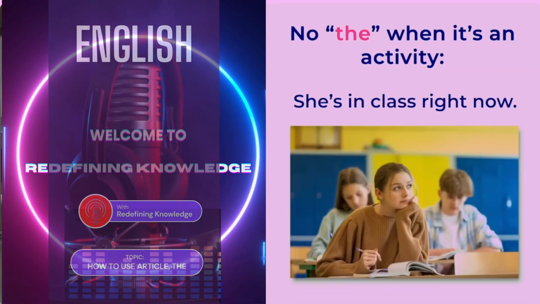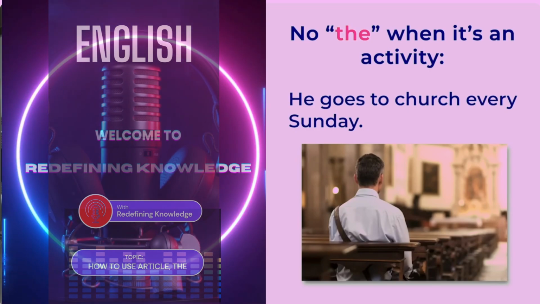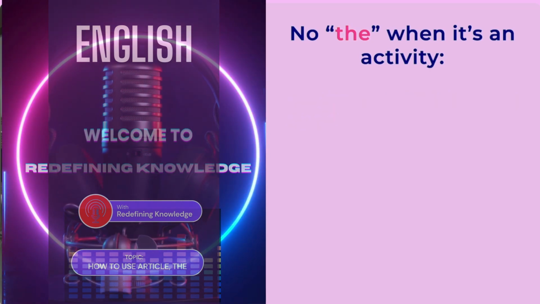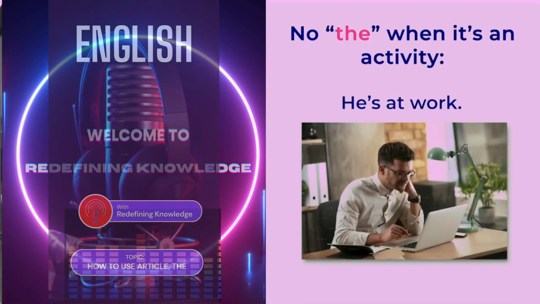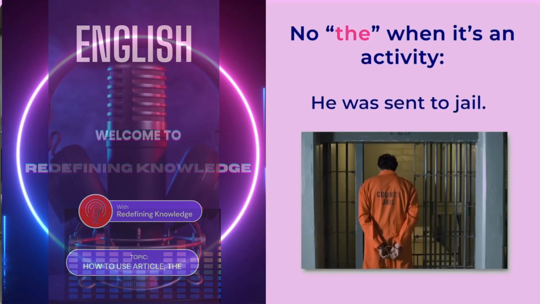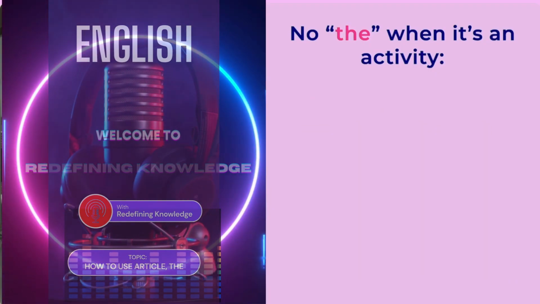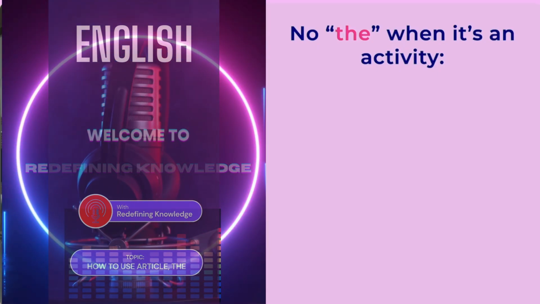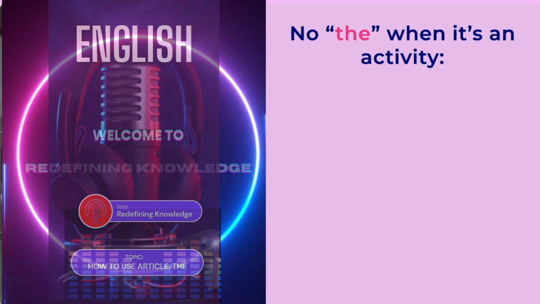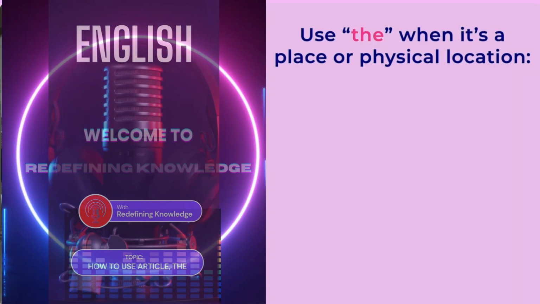Let's look at some examples where we don't use "the" because it's an activity. We can say, she's in class right now. He goes to church every Sunday. That's an activity. I'm going to bed now. He is at work. He was sent to jail. So in these cases, we will not use "the"; we will not say "to the jail" or "to the home" or "to the class." But we use "the" when it is a place or a physical location.